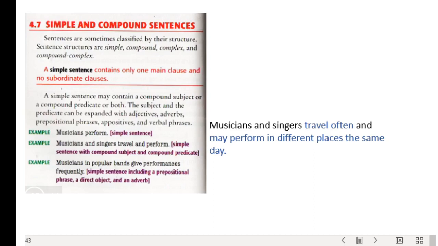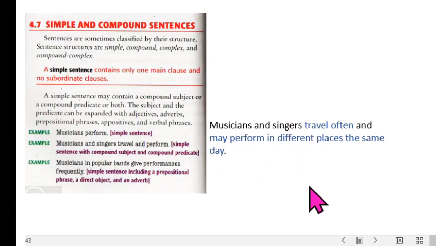Revisiting the types of sentences according to the structure and the combination of clauses. We have simple sentences, compound sentences, complex sentences, and compound-complex sentences. Remember that? I hope so. It was in the first video I did, at first, because I thought it was the best place to fit them. Okay, let's see the example I'm providing. Musicians and singers travel often and may perform in different places the same day.